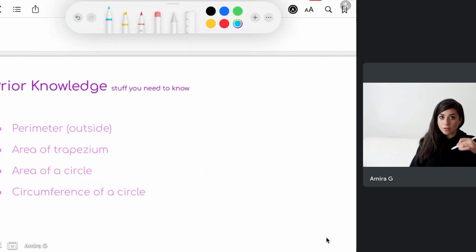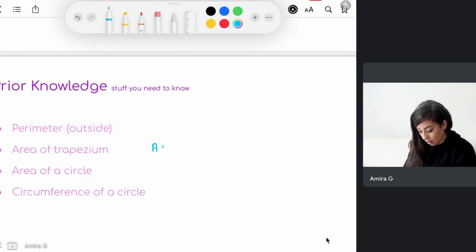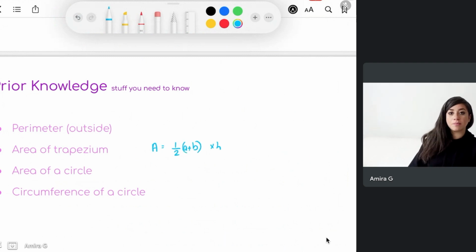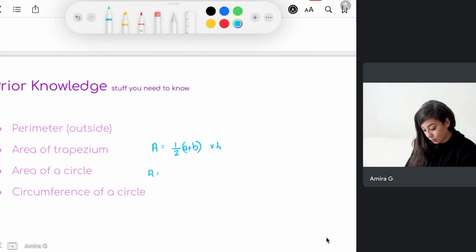Perimeter is the outside. We just add up all the outsides. So if you see that word, that's what it means. The area of a trapezium, the way I remember it, is similar to the area of a triangle, where you've got area equals a half, base times height. For the trapezium, you've got two bases, so a plus b times height. That's the way I remember it, but it's also on the formula sheet. Area of a circle is area equals pi times the radius squared, and circumference equals 2 pi r, or circumference equals pi d.